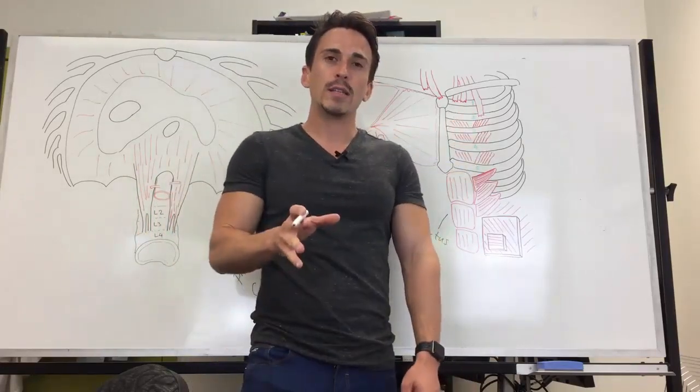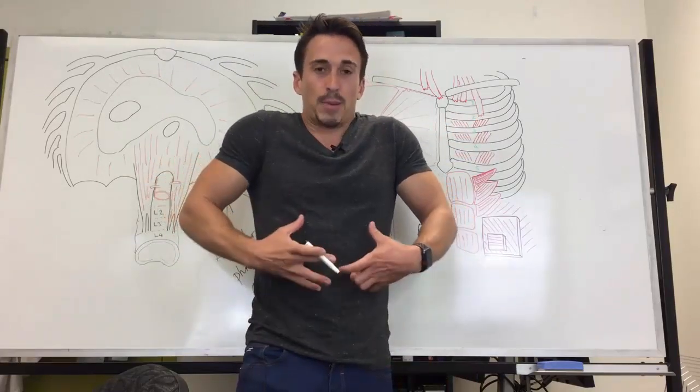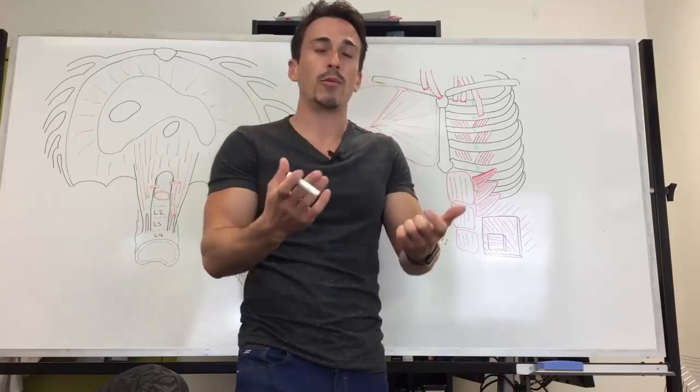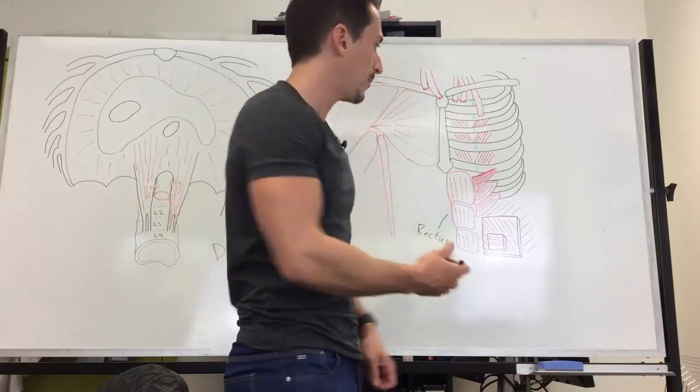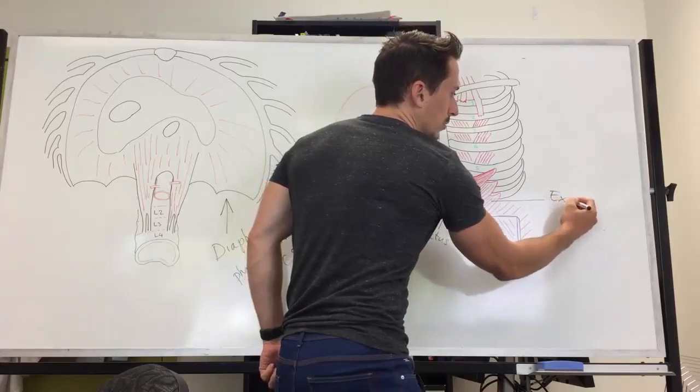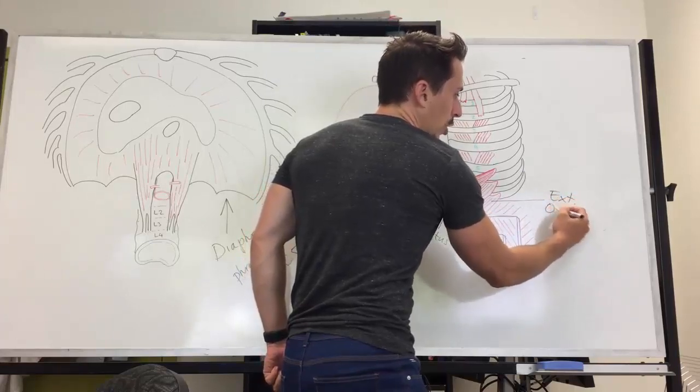And when you contract it, it pushes the ribs up and in. And what does that do? It compresses the abdomen, allows you to breathe out by increasing that pressure. So these are the external obliques.